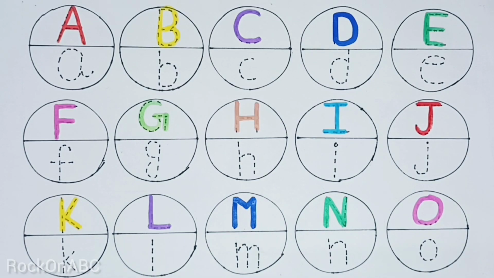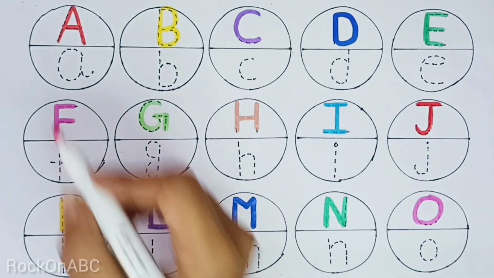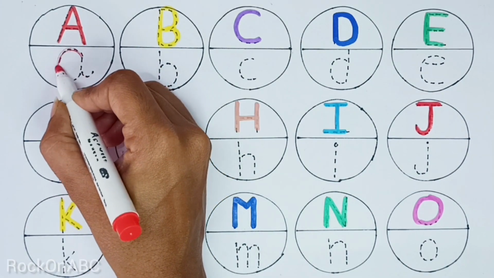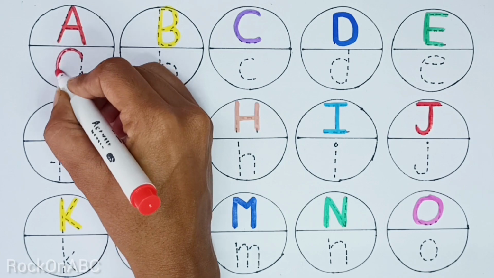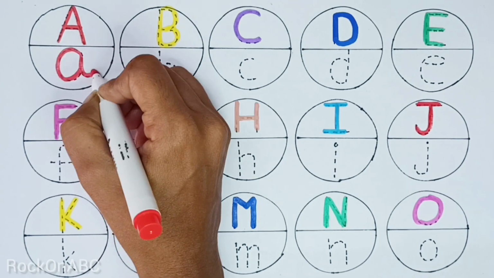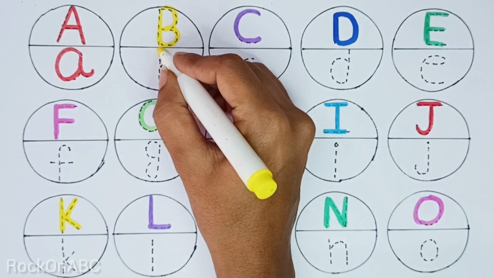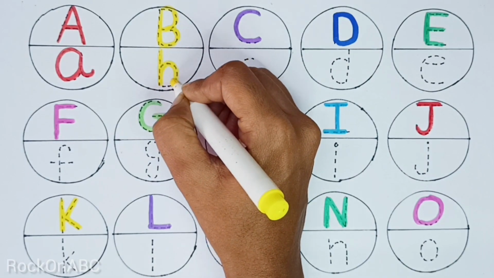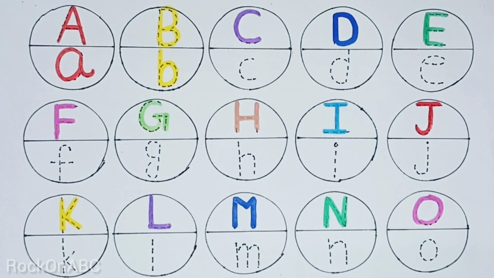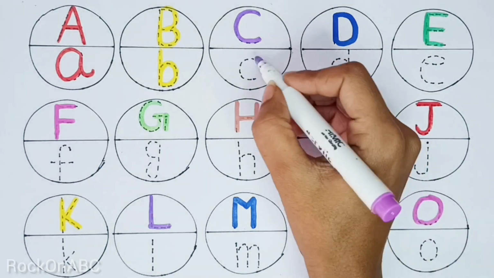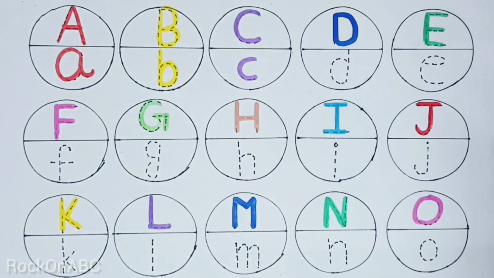Very good. You have completed uppercase A to O. Now we will move to lowercase ABCD. So let's get started. Small a. Small b. Small c.